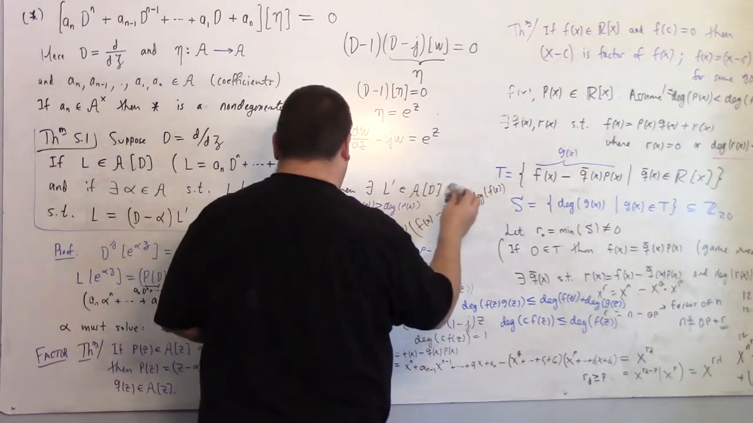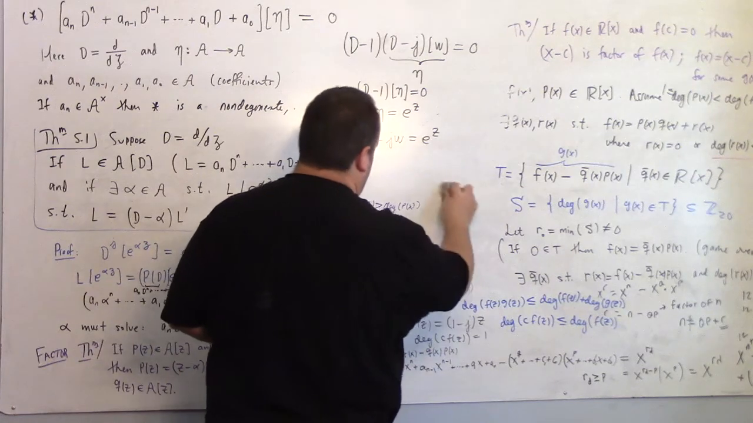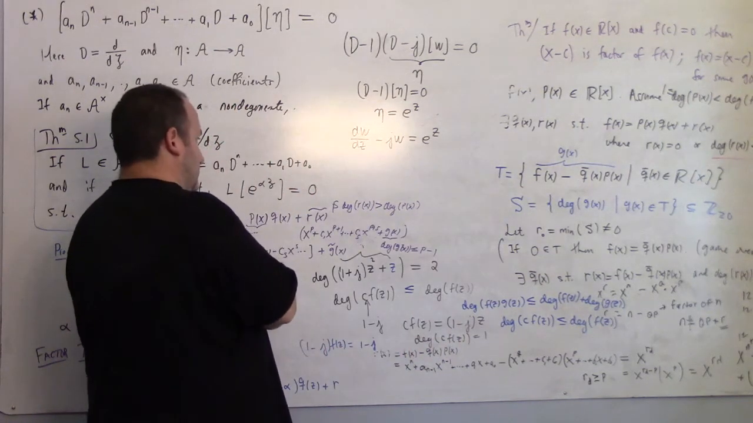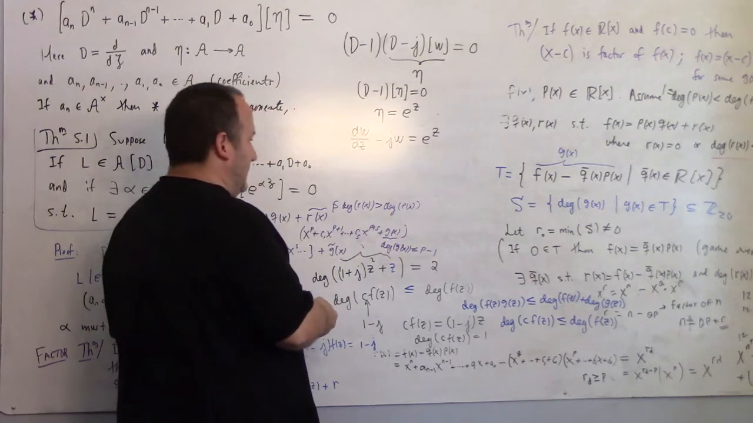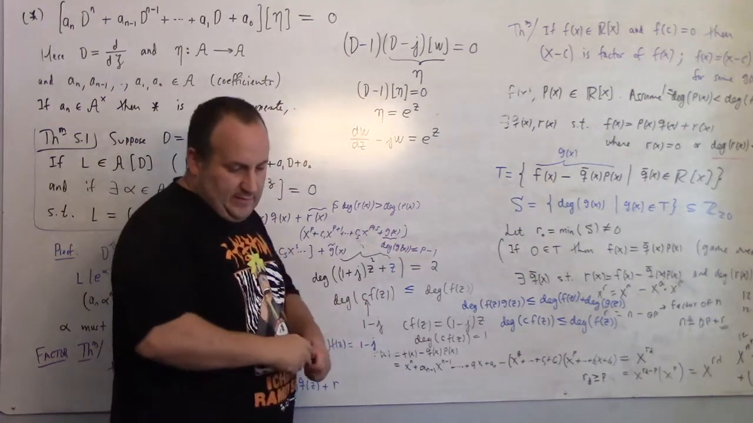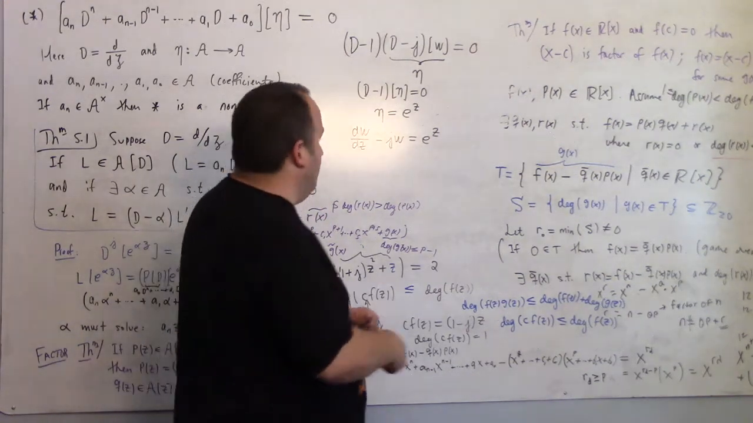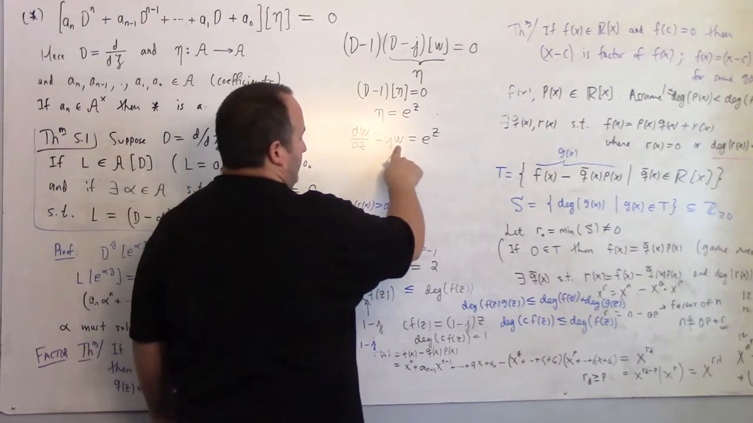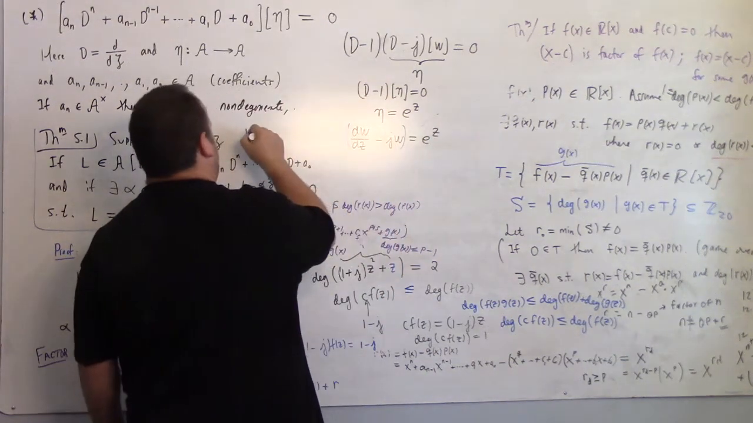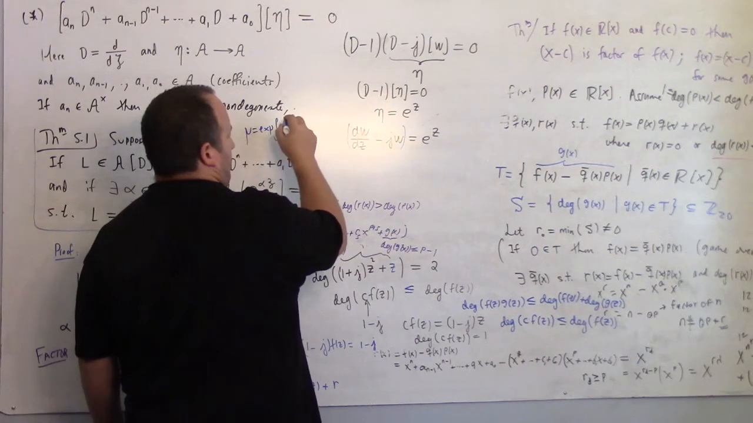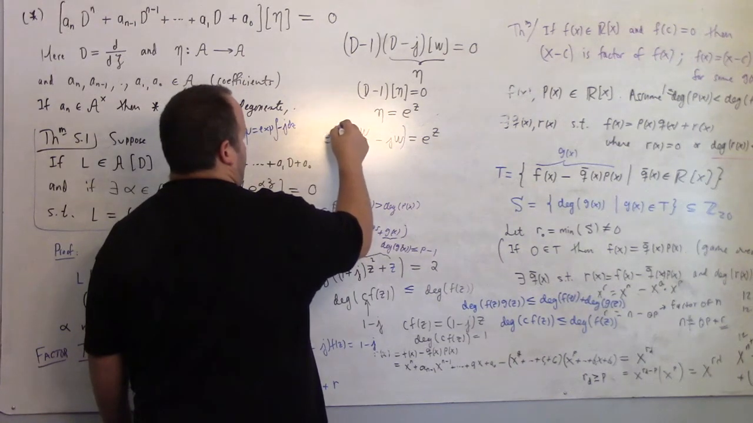How do you usually solve this sort of thing? It's a linear differential equation. Separation of variables looks bad, but we can multiply by an integrating factor. The integrating factor is the exponential of the integral of p, which in this case is minus j dz. So it looks like e to the minus jz is our integrating factor.